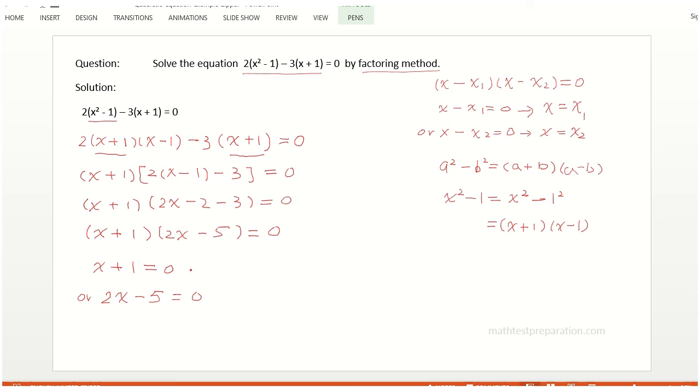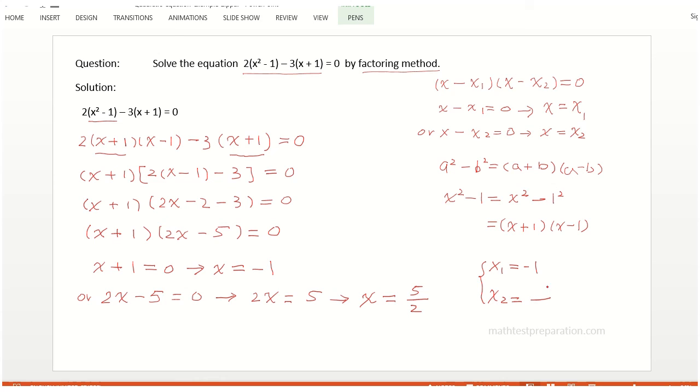When x + 1 = 0, we get x = −1. When 2x − 5 = 0, we get 2x = 5. So x = 5/2. So we get two solutions. One is x1 = −1. x2 = 5/2.